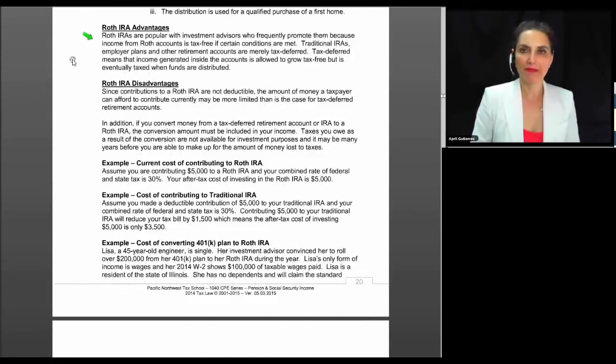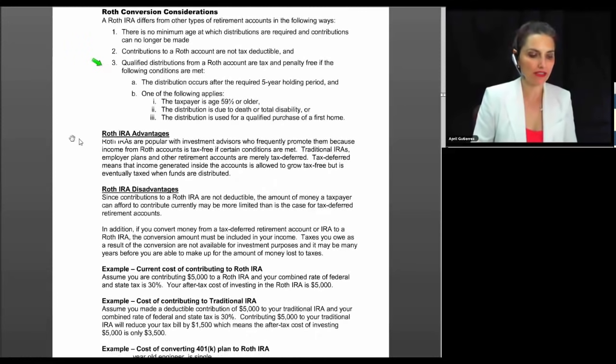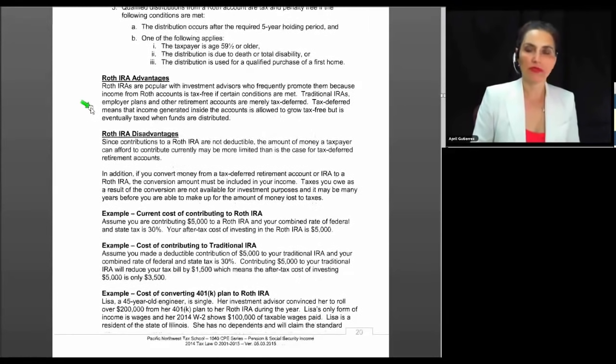Roth IRAs are popular, as I've been saying, with investment advisors who frequently promote them because income from these Roth accounts is tax-free if the conditions I just described to you here are met. Traditional IRAs, employer plans, and other retirement accounts are at best merely tax-deferred. And tax-deferred means that income generated within these accounts is allowed to grow tax-free, but it is eventually taxed when the funds are distributed. But let's just think about what that tax-free growth means.